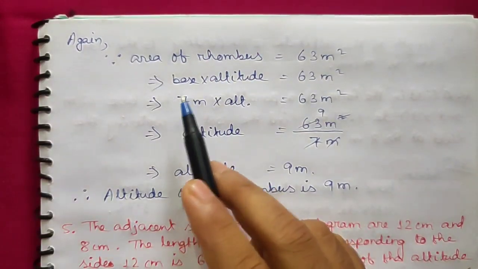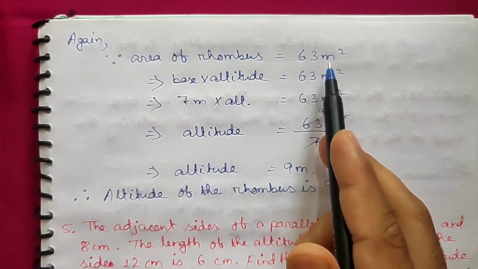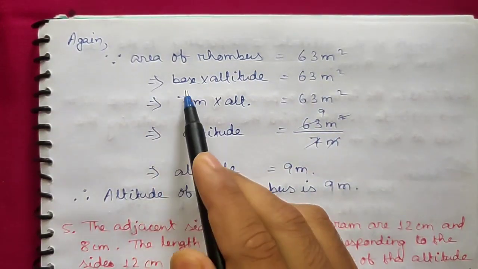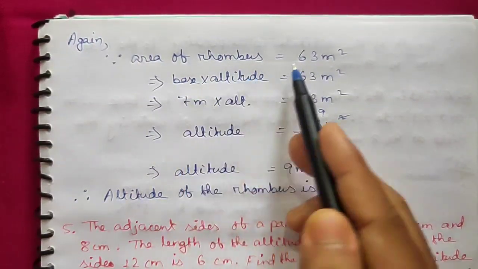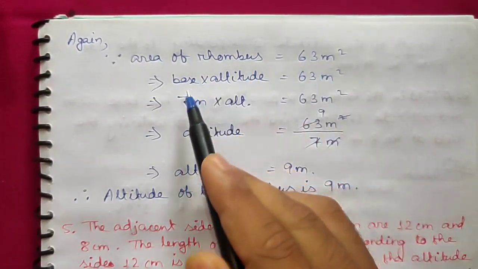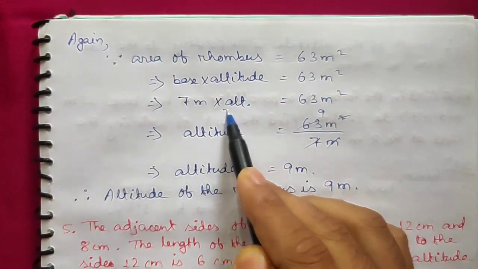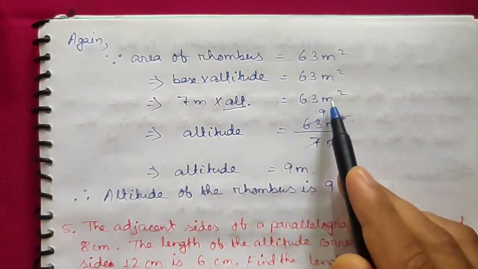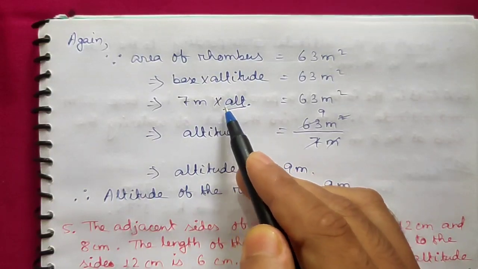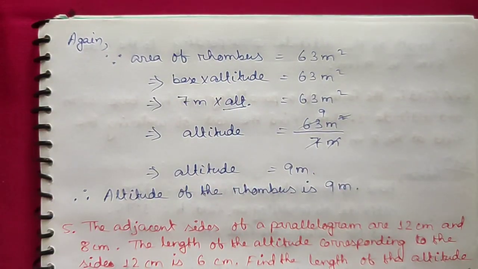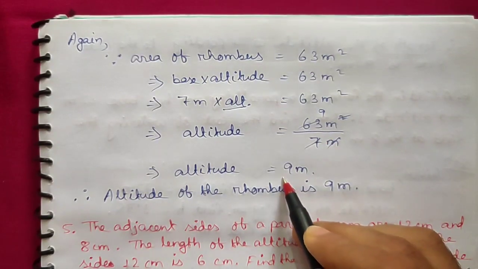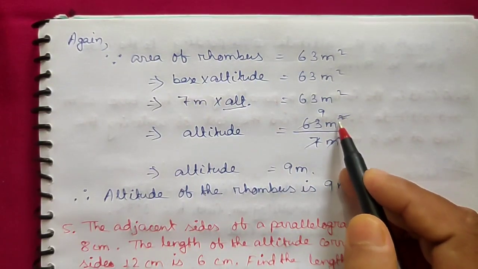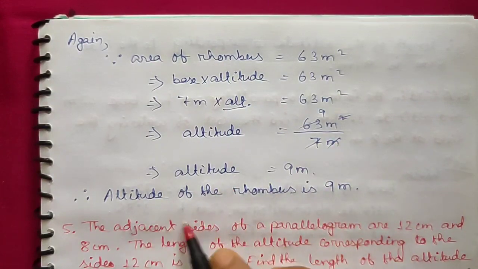Again, area of rhombus equals 63 meter square. In the last step, we found the base. Base was 7. Now we know area of the rhombus is base into altitude, equal to 63 meter square, and base is 7. We have to find the altitude. As there is multiplication, if we change the side, it will be divide. So when 63 is divided by 7, the result is 9. Meter and meter square get cancelled. Therefore, the altitude of the rhombus is 9 meter.